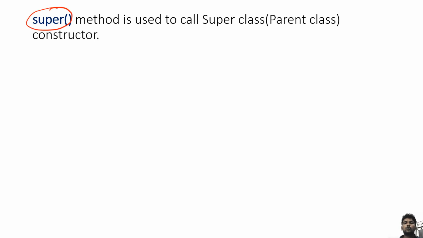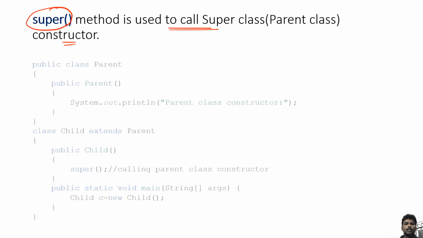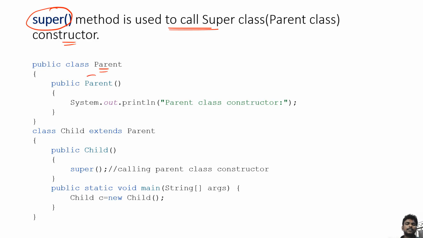The super method is used to call the super class constructor. Suppose you take an example: I have a class that is a parent class, and here I have a constructor of this class, and here I have a statement that prints parent class constructor. Here we have a parent and child relation.